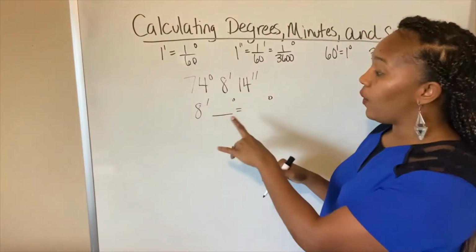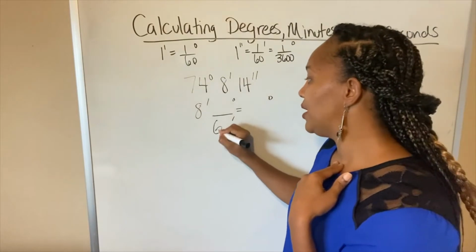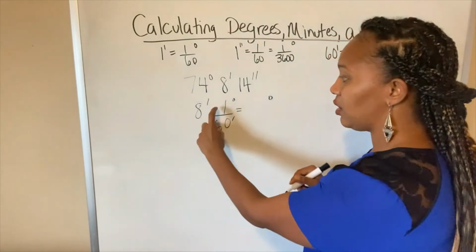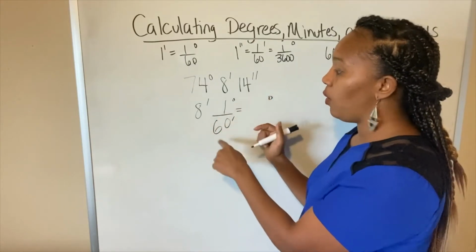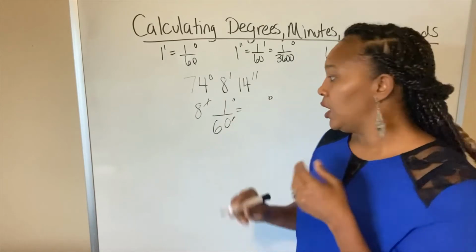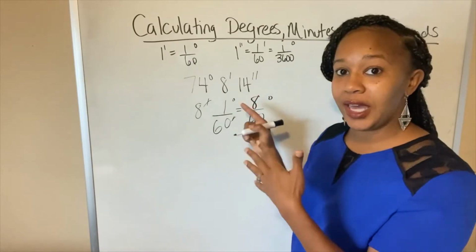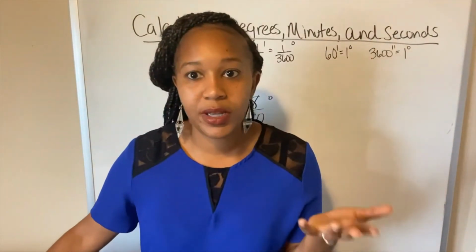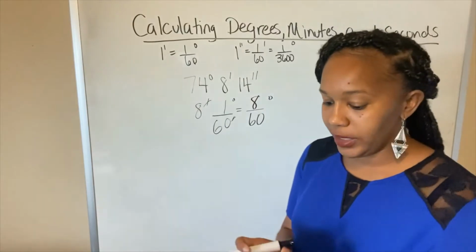And so what do I know? I know that 60 minutes is 1 degree. So I put my 60 here and my 1 here. So this is the conversion that I was talking about that I needed, but I need to line it up to where it gives me what I want. So if I put minutes here, those minutes will cancel and that'll leave my answer in degrees. So basically that means 8 divided by 60. 8 minutes is 8/60th of a degree. And that's true because 1 minute is 1/60th of a degree. So 8 minutes would be 8/60th.